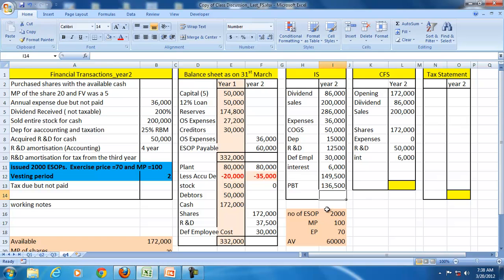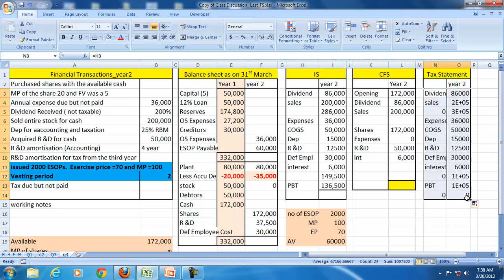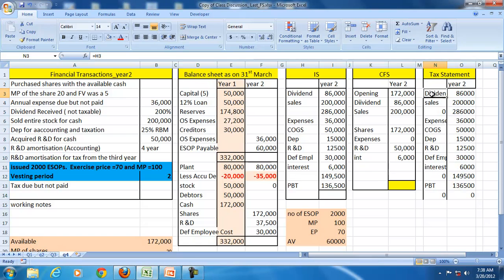Now in order to calculate the tax, we need to prepare the tax statement, and the tax statement will not be the same as the accounting income statement, because the dividend in this case is not taxable. We'll delete that. So the total taxable income is only 200,000.